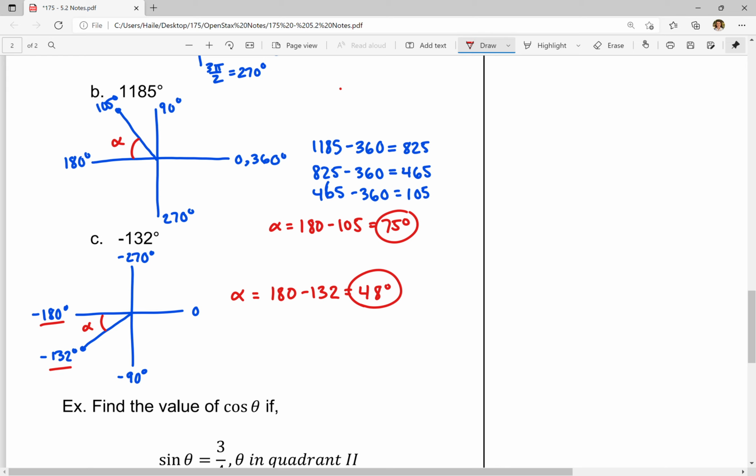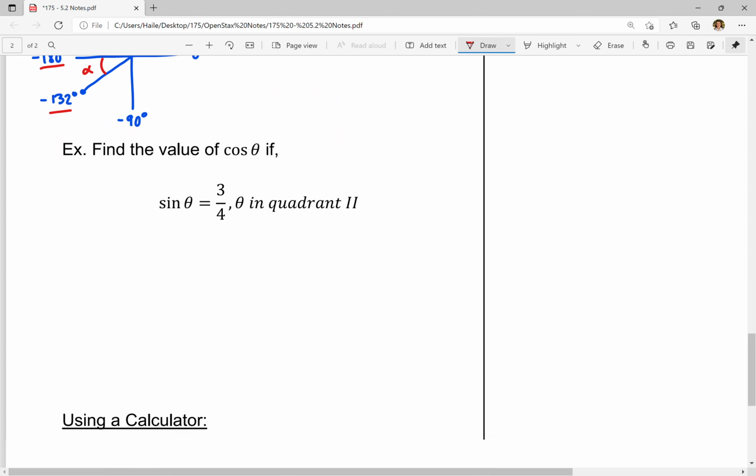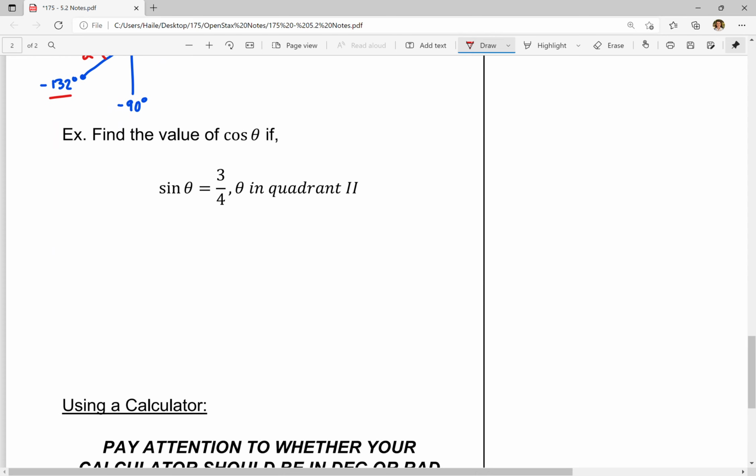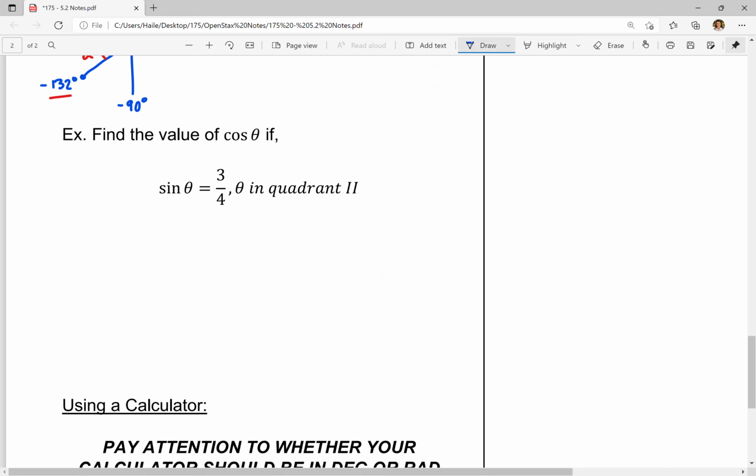So now let's try to tie all of this together into a slightly longer problem. So in this example, we're going to find the cosine of theta if we know that the sine of theta is 3 over 4 and our angle is in quadrant 2. Okay, so first of all, quadrant 2 is over here. So what does that tell us?